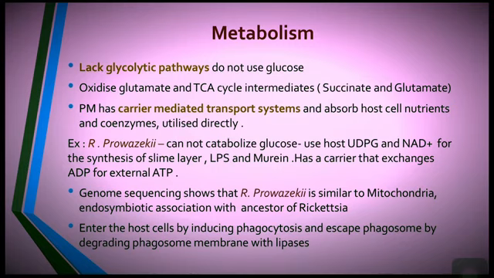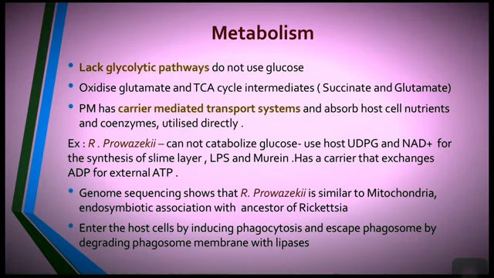For example, Rickettsia prowazekii cannot catabolize glucose, but it utilizes the host UDPG and NAD+. UDPG means uridine diphosphoglucose. It utilizes host UDPG and NAD+ for the synthesis of slime layer, lipopolysaccharide and murein, which is a component of the cell wall. As they lack the glycolytic pathway, they do not use glucose as an energy source.